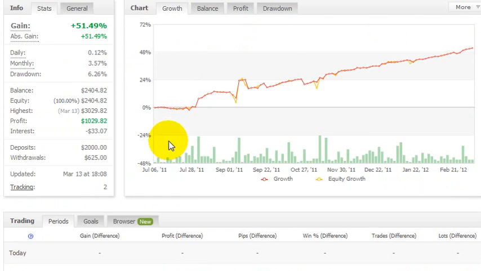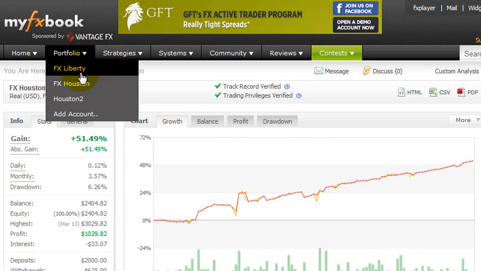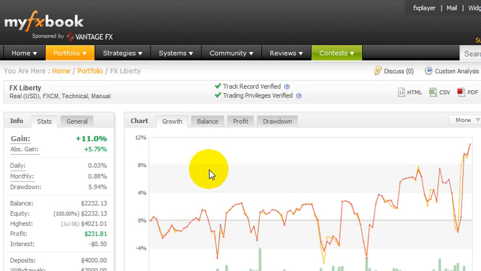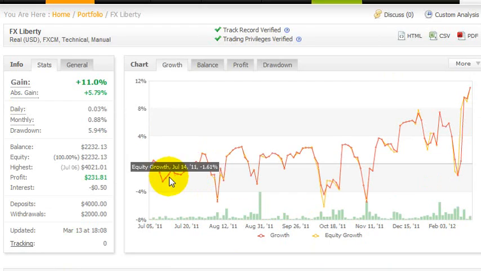Now before we go, let's take a quick look at the second system that I tested, which I named FX Liberty. Now this system's equity curve is more choppier, but the system was designed to be that way. Over the 9-month test, it ended up at plus 11%. The drawdown number here, 5.94%. Remember, always look at peak to valley drawdown when looking at systems or developing your own system.